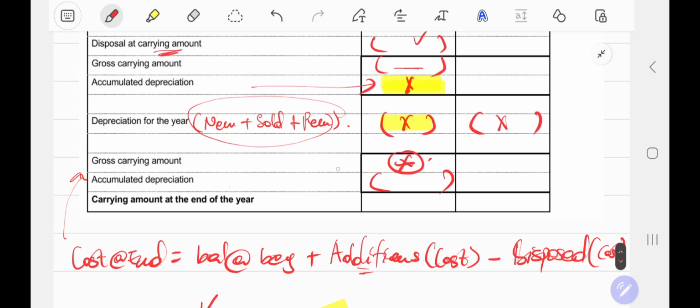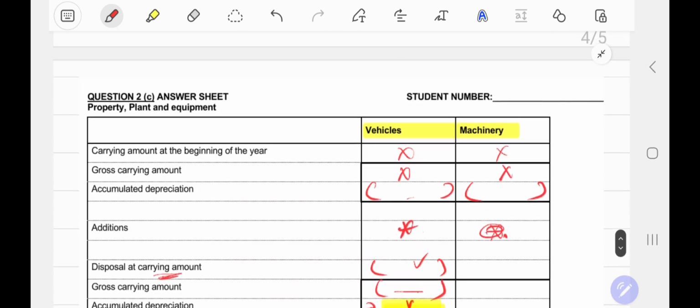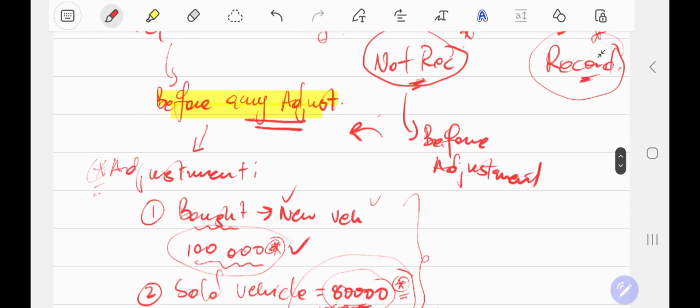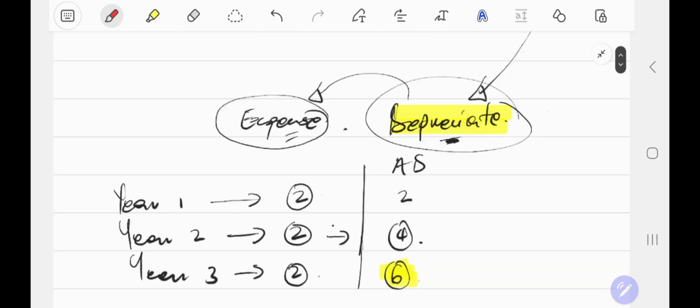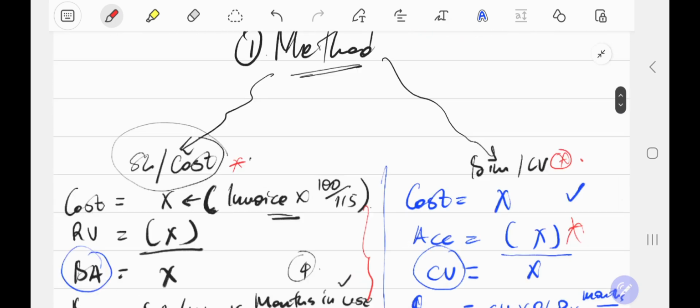So now you'll have this amount and this amount, and then you subtract them, it's going to give you this one, and then you are done with your PPE note, right? So this is how you need to think through PPE, guys. It's not a very easy standard, but once you understand what you are doing there, you'll see that it's very, very simple, right?